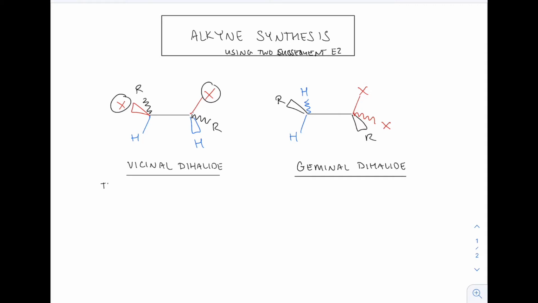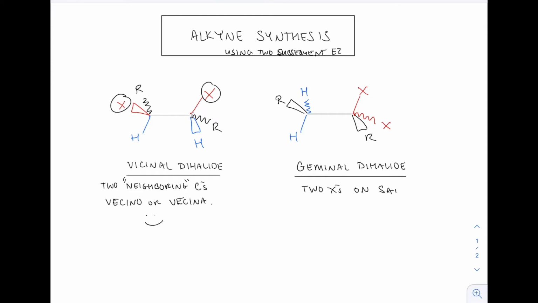So the vicinal is when we have two halogens on two neighboring carbons. And this is where the name vicinal comes from. Okay, so I like to personally relate it to the Spanish word for neighbor, vecino, or vecina. I'm sure there's other ways you can relate it to help you remember what vicinal dihalides means.